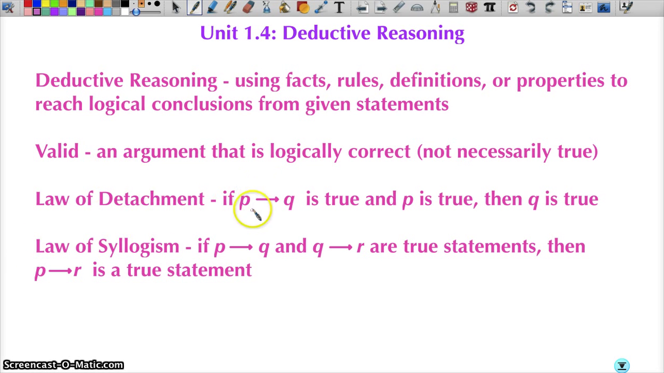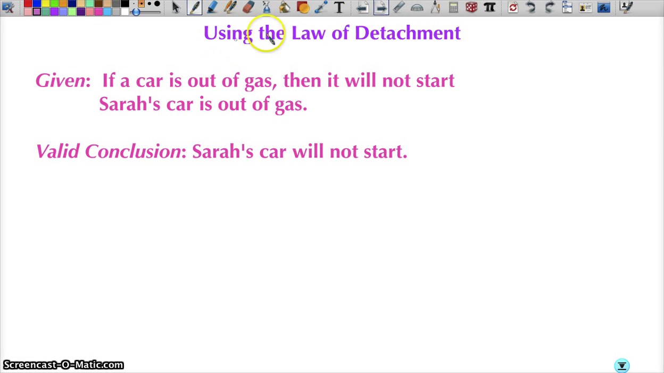The law of detachment is, if P implies Q is true, and remember again, this is the word implies, so if P implies Q is true and P is true, then Q is true. So it kind of follows a law, and it's literally detaching the statement, and I'll show you how that works. And then we have the law of syllogism, which is if P implies Q and Q implies R are true statements, then P implies R is a true statement. And so we're going to use these patterns in order to use our deductive reasoning or determine whether something is valid. So let's go ahead and use the law of detachment.